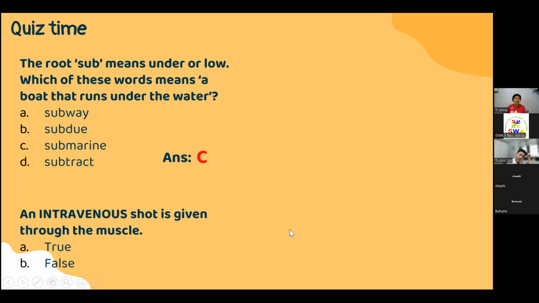An intravenous shot is given through the muscles. Is it true or is it false? This is a word that I also don't know what it means. But I know intra, and when I look at venous, I can make a guess whether this meaning is correct or not, that the intravenous shot means to give through the muscle. Who wants to try? Is it true or false, this statement?